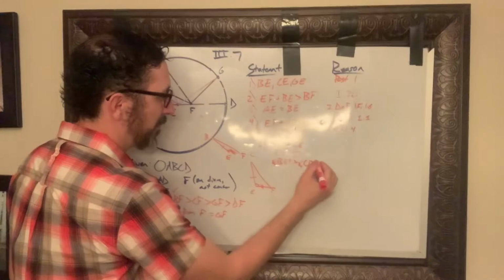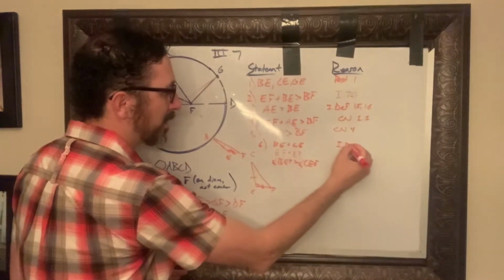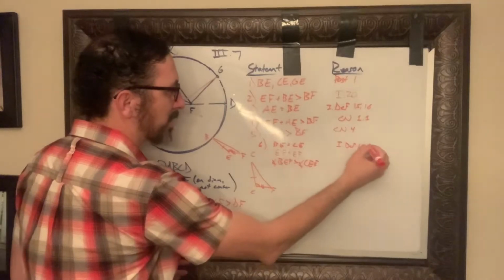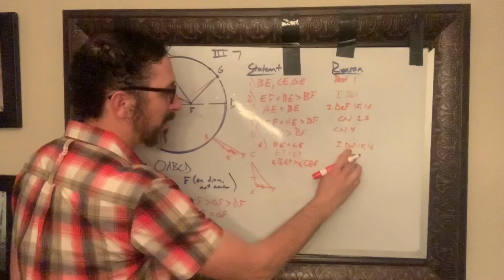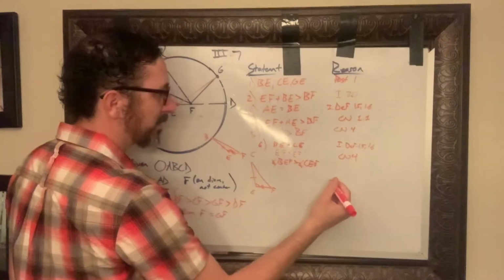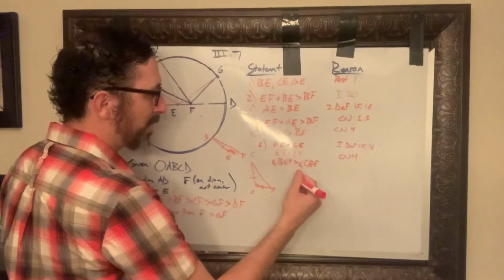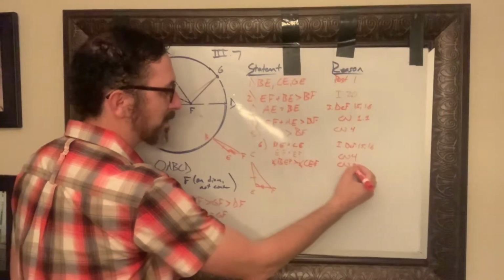So this is definition 15 and 16. This is common notion 4: things which coincide equal one another. And then BEF is greater than CEF would be the whole is greater than the part, which is common notion 5.